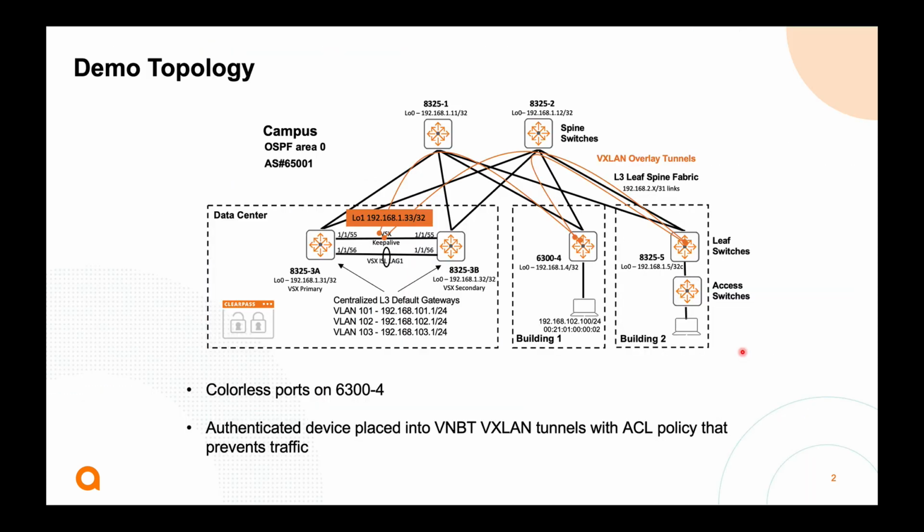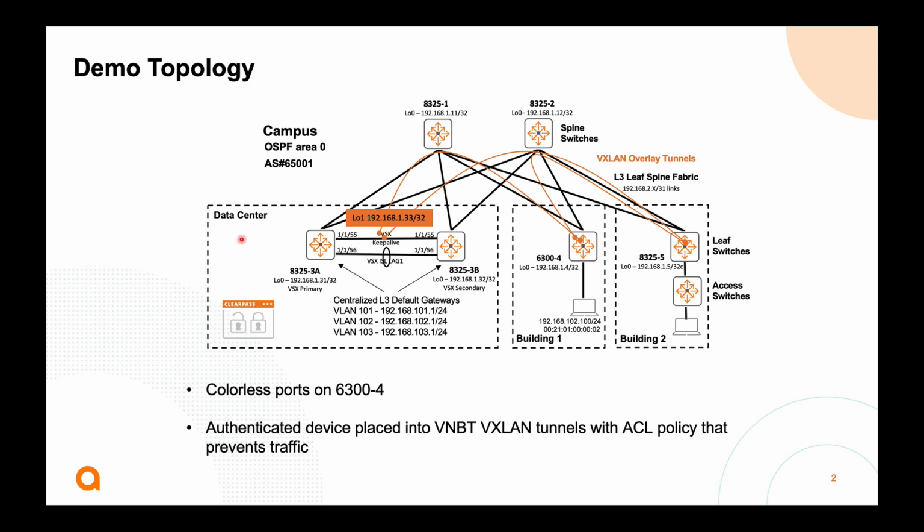Here's the demo topology that I have. This is a campus network with multiple buildings with 6300s and 8325SX switches that connect to non-Aruba access switches. To get the benefit of colorless ports, the devices should be connected directly to the Aruba switches.